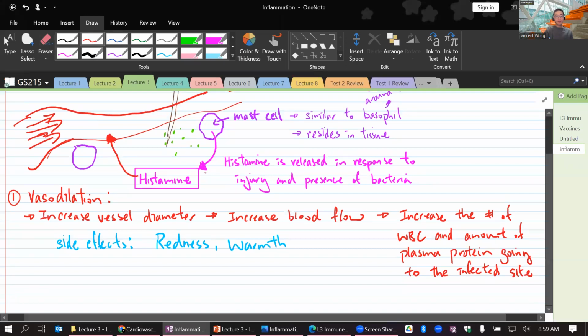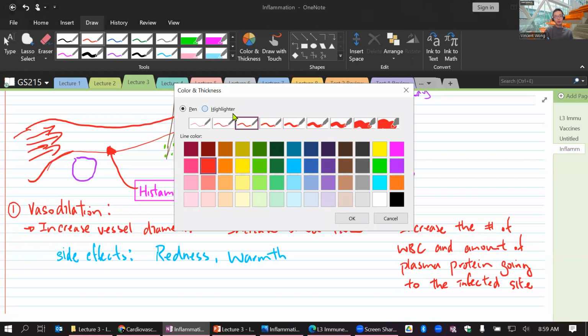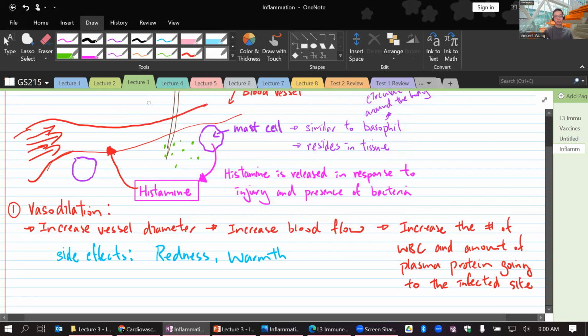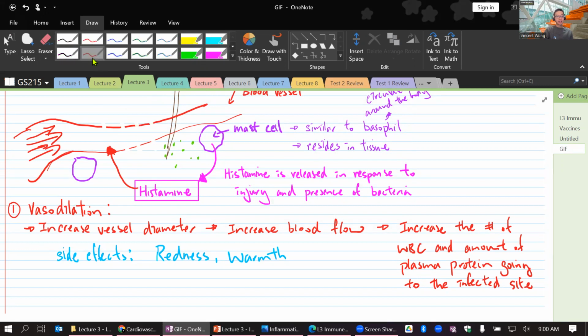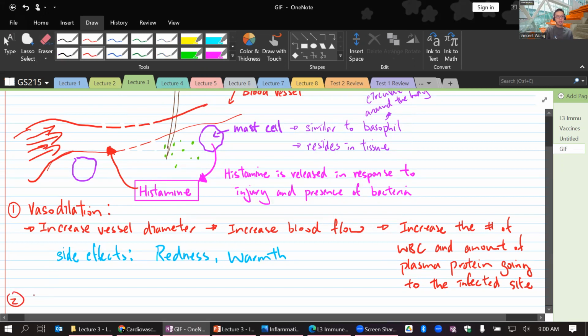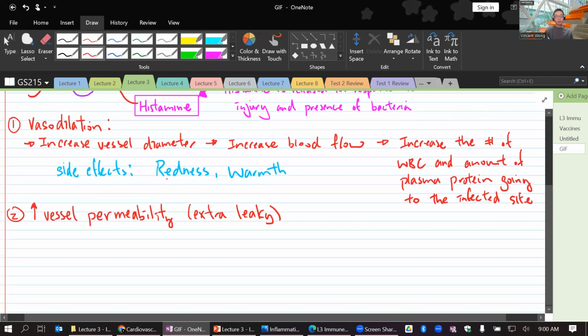Now, there is a second effect as well. You should know by now, blood vessels are leaky, right? The capillaries. But in the presence of histamine, it will make them even more leaky, extra leaky. So that's the second effect of histamine: increased vessel permeability. Extra leaky. And what does the extra leakiness allow you to do? What's the purpose of that?